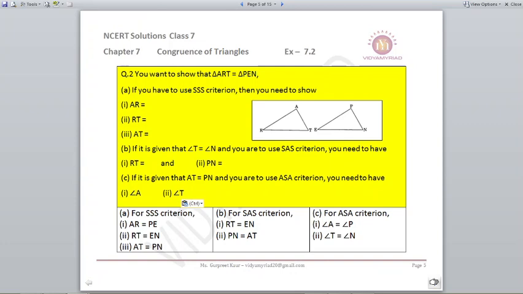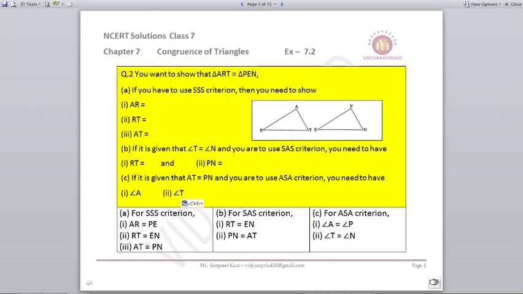Now, if it is given to you that angle T is equal to angle N and you have to use the criterion SAS, just look at T. If I have to use SAS, meaning side angle side, that means AT and RT should be the sides and T is the angle formed. So, it means that RT will be equal to EN and PN will be equal to AT.